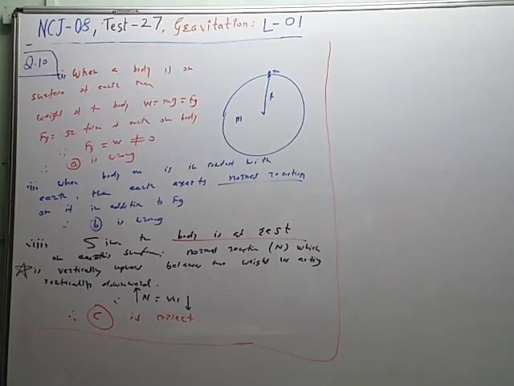Okay, we will stop here. Question number 7, 8, 9 are remaining. They are again related with the basic property of gravitational field. So we will see them next time first.